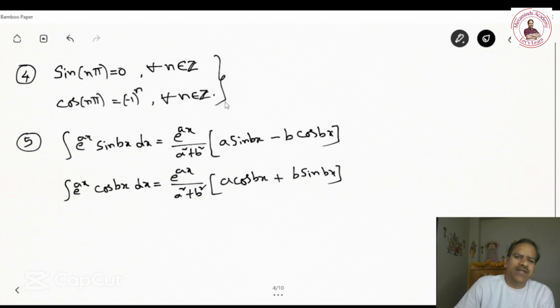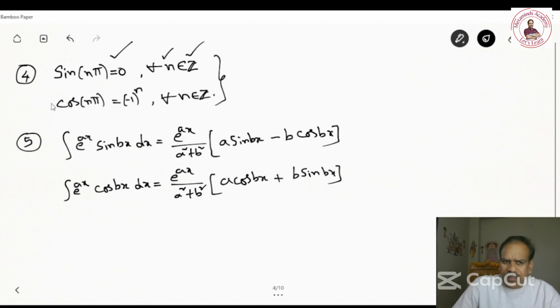These are very frequently used in Fourier series. Sin n pi is always 0, whatever the value of n, right? The value of n means n is an integer. So whichever integer you take in place of n, sin n pi is always 0.